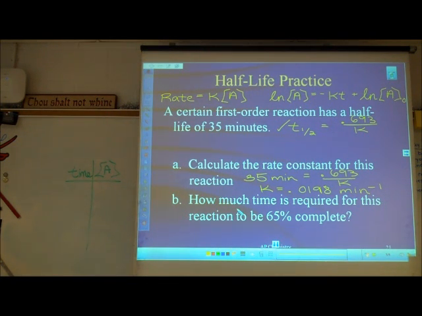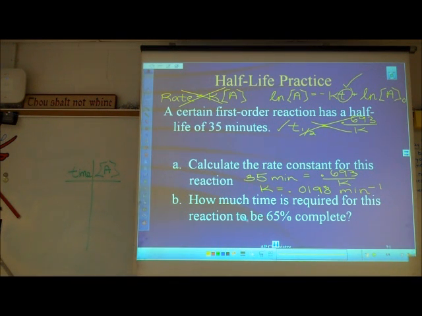Let's jump to letter B. How much time? Stop right there. Don't read any further. How much time? I'm solving for a time. Is time a variable in this equation? No. Nope. Is time in this one? Yeah. Okay. So time is in this one as well, but this is a more specific time, so probably not going to use that one. Let's go with this one. How much time? That means that is my unknown.